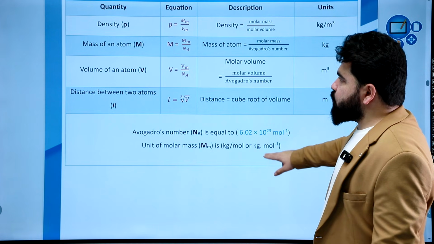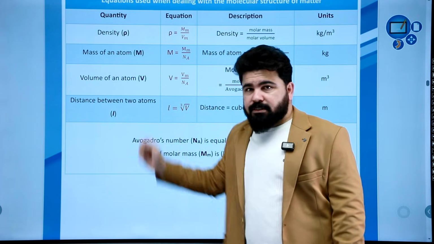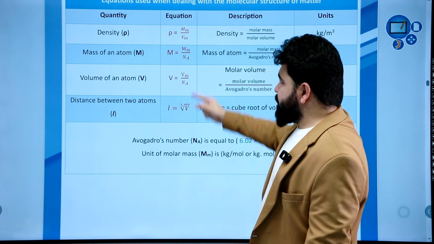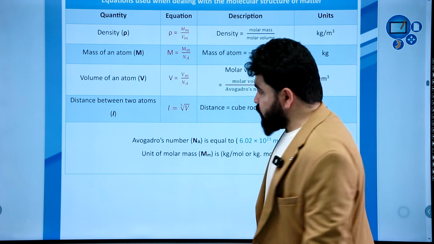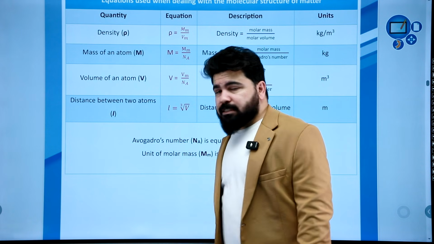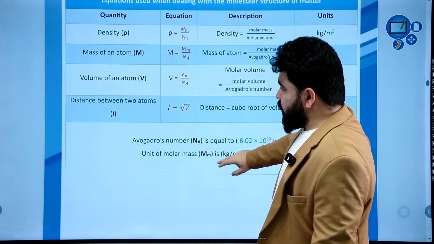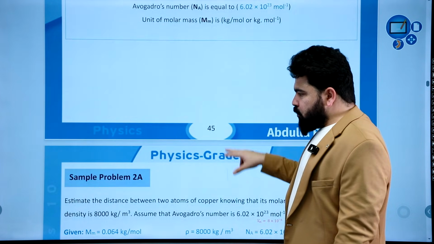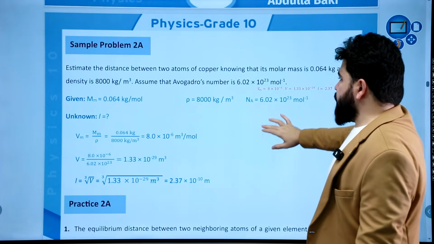Okay, so we have these equations, please. Density is equal to molar mass divided by molar volume. Mass of one atom is molar mass divided by Avogadro's number. Avogadro's number is going to be given in the exam. And volume of an atom is equal to what? Molar volume divided by Avogadro's number. And we have distance, which is equal to the cubic root of volume. So let's solve a question about this.